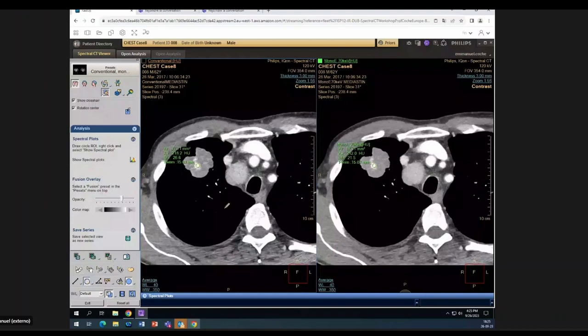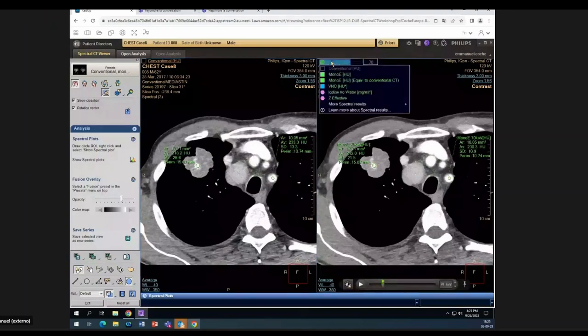We can take, for example, the left subclavian artery. You have the density. You can displace it, 233. So it's quite the same density as the density observed in the right lung nodule. So you can play with the spectral based images, and you go to virtual non-contrast.